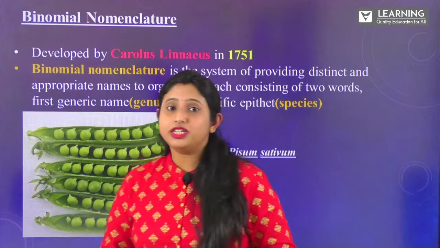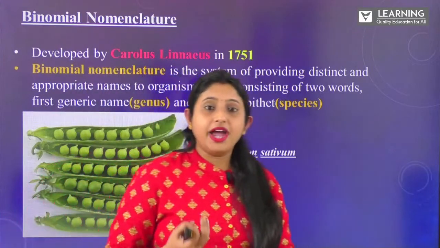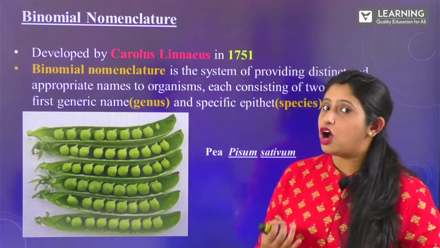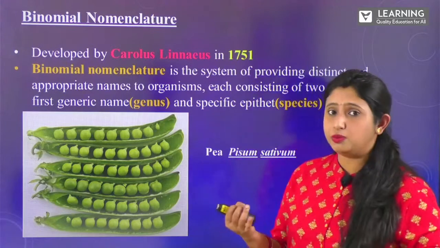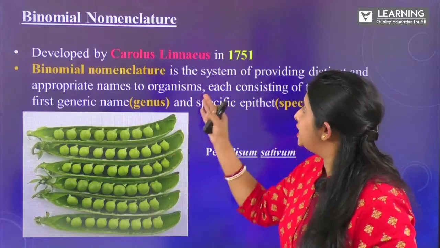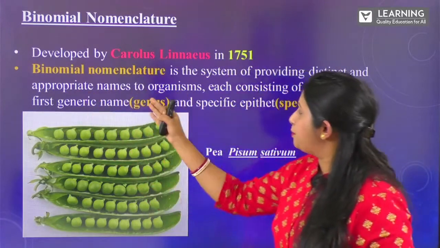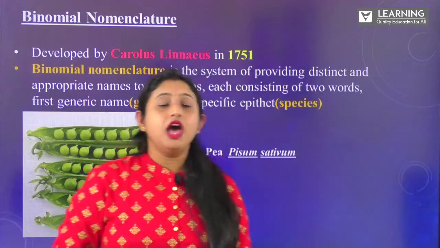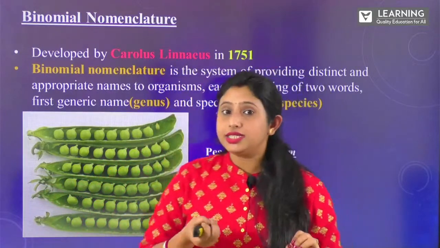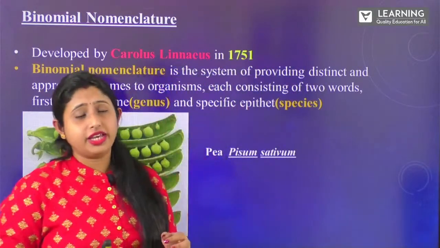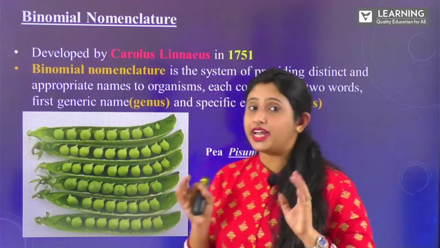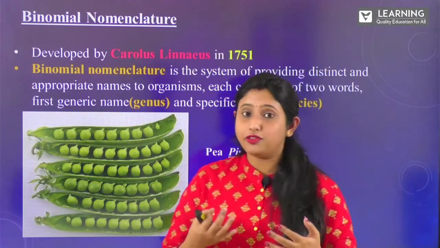Okay, now let us see what is binomial nomenclature. Binomial nomenclature is the naming of living organisms, giving them scientific names. So it is a systematic arrangement. Write down the definition. It is a system of providing distinct appropriate names to an organism based on two words. What are they? These are your genus and species. Based on that, we are giving them scientific names. We are categorizing them. Clear? We are giving them a name.